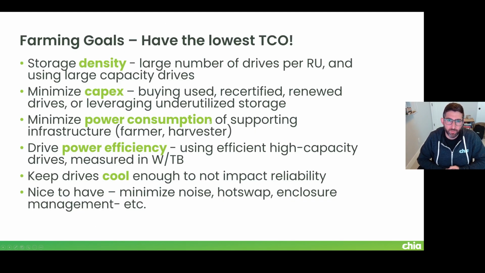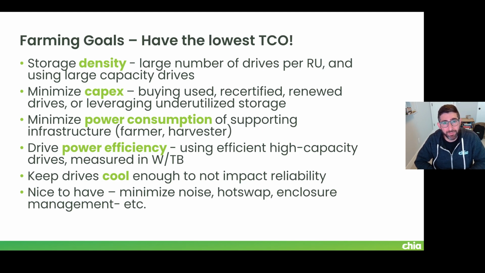So now, okay, now that we know how to look at the power consumption of a drive, what do you care about in Chia farming? Well, in Chia farming, the ultimate goal is to have the lowest total cost of ownership. And the way you get there, obviously, is you want high storage density, because you want a large number of drives per rack unit. You want to use large capacity drives because having the largest density will have the least amount of cost on supporting infrastructure like JBODs and rack space and power and cooling and all that stuff.